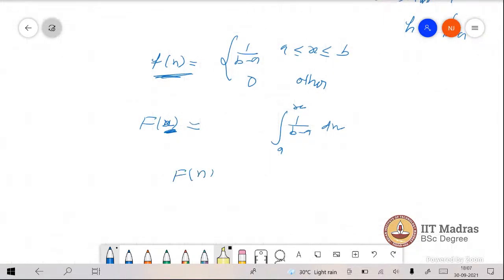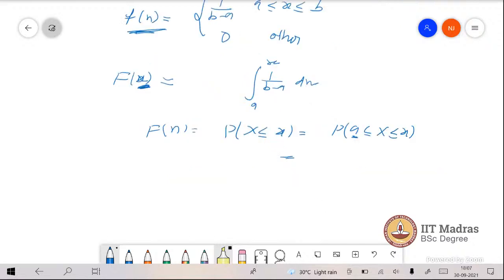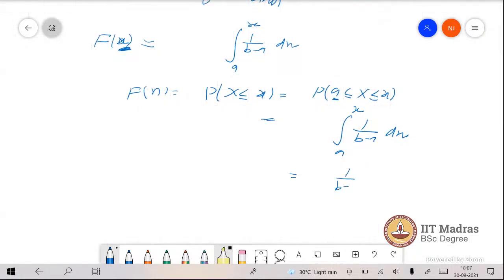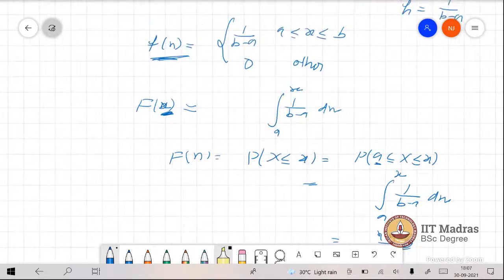Actually, what I'm doing is finding the probability that X will be less than or equal to x. It means the probability from a to x, because the lower limit is a. This is just the integration of 1 upon b minus a dx from a to x. So what will this be? This is 1 upon b minus a times x minus a, so x minus a upon b minus a. So this is your CDF.